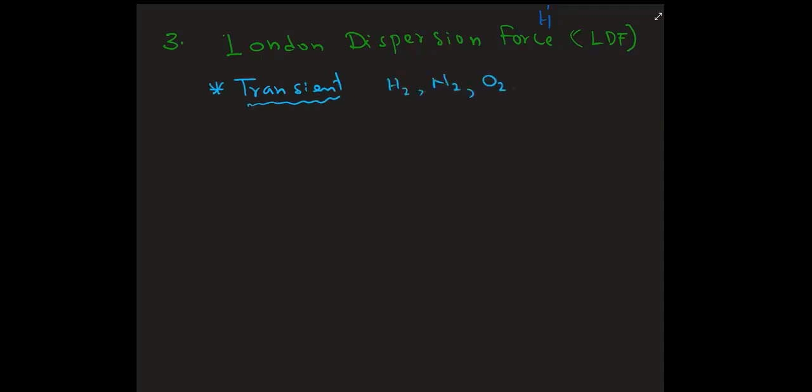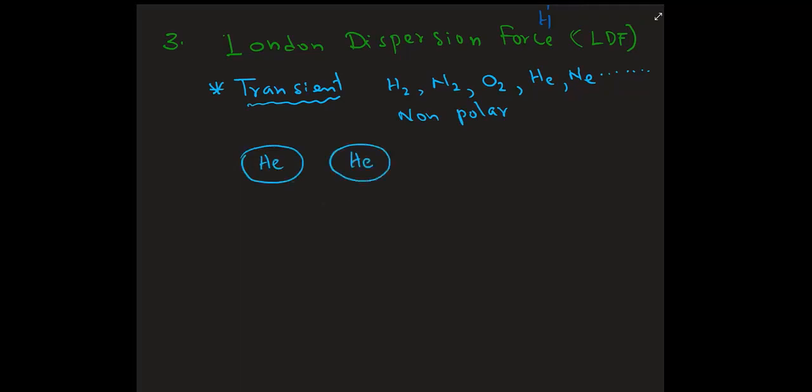They exist in non-polar molecules like hydrogen, nitrogen, oxygen gases, and of course all the inert gases, they all are non-polar. They don't dissolve in the water. But how come they become liquids? This is how it happens, right?